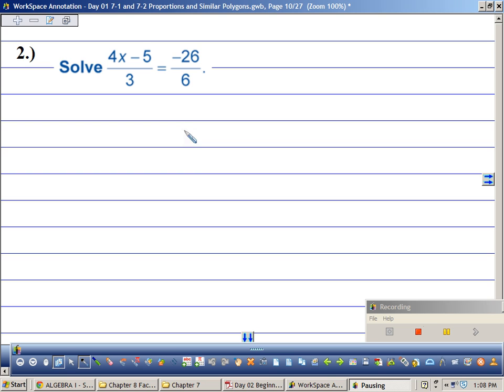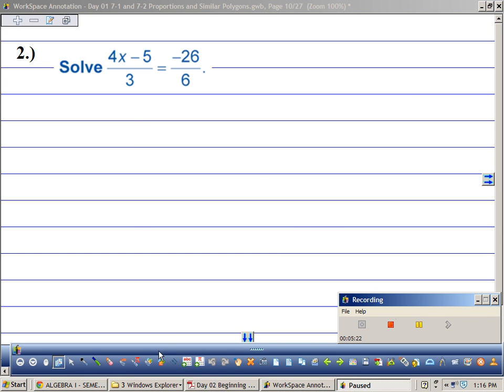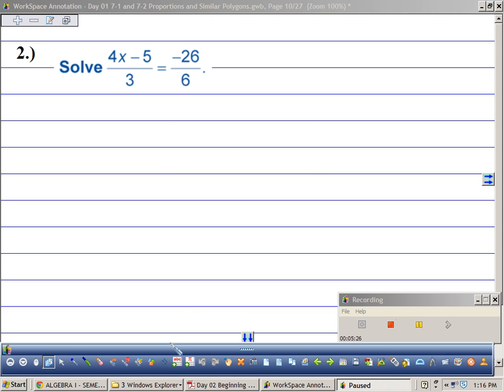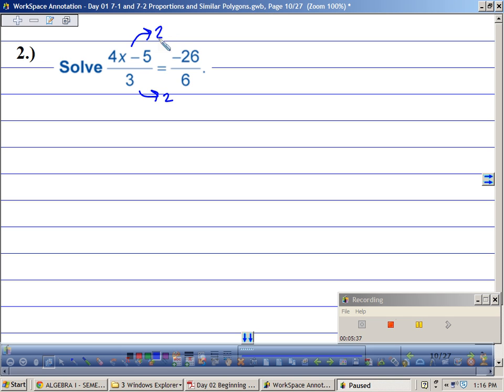I'm going to really show you now why my way works better than the other way. Really knowing what numbers mean. So write this down. All right, so several ways to approach this problem. I think I will start by saying that 3 times 2 is 6. Therefore, 4x minus 5 times 2 must equal negative 26. That's one way to look at it.